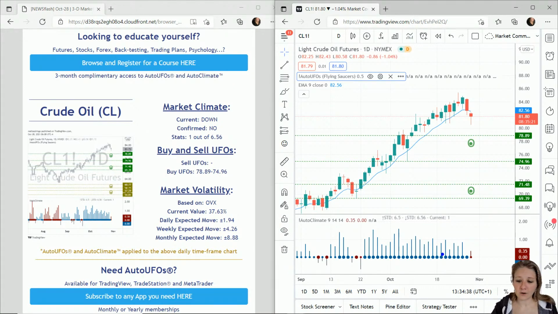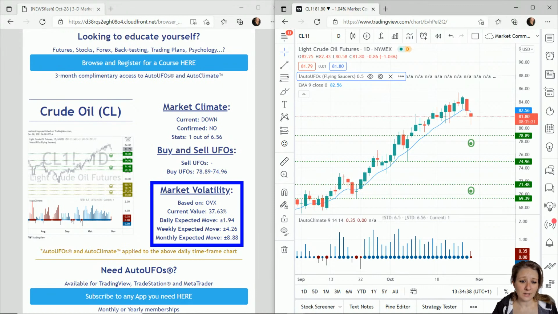Now let's take a look at crude oil. We have a thin red dot there. It doesn't matter that it's red. What matters is that it's thin. The thin dot is the AutoClimate app's way of telling us we have an unconfirmed climate, meaning not enough probabilities either way. If there's not enough probabilities either way, we don't want to do anything. Now we do have buyers here at 78.89 to 74.96, but we're a little way off them before price would hit them and potentially react. So overall, undecided there with crude oil, nothing really to do.